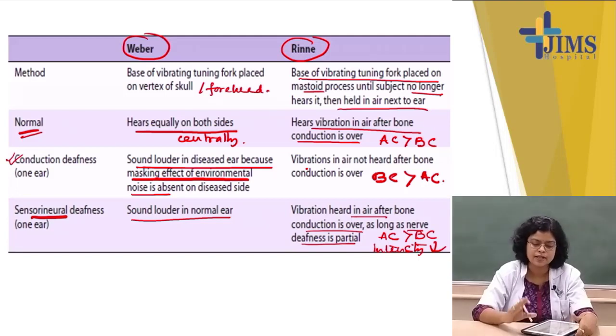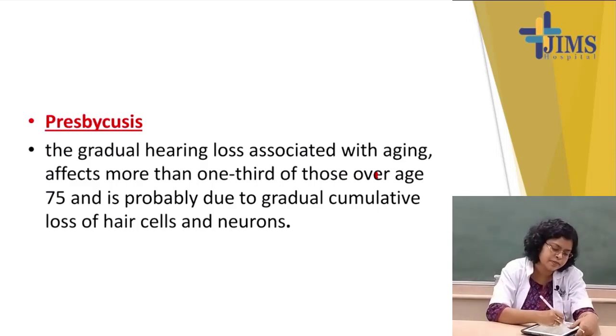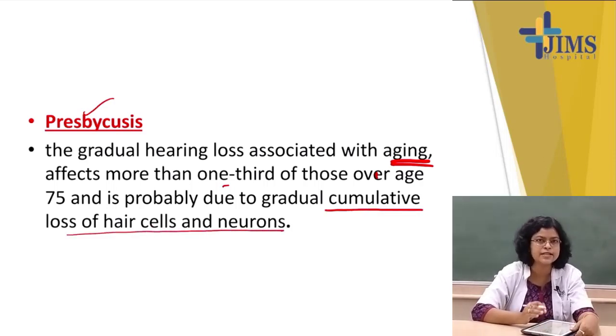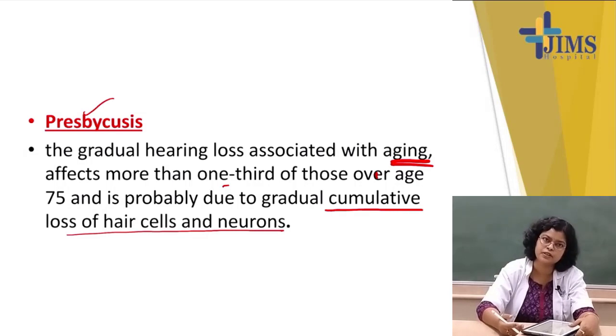Okay, this is all about conductive and sensory neural deafness, and in the last part, a very small part, is presbycusis. Here there is gradual hearing loss associated with aging. With age there is hearing loss. It affects more than one third of those over 75, and it is due to gradual cumulative loss of hair cells and neurons. So with age we lose the hair cells, and that will lead to hearing loss.